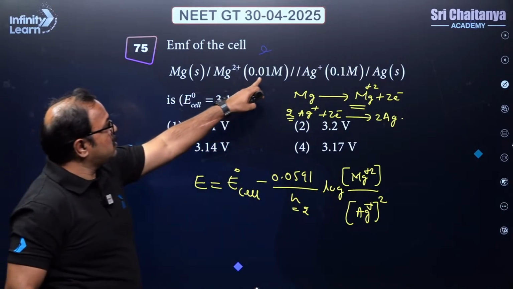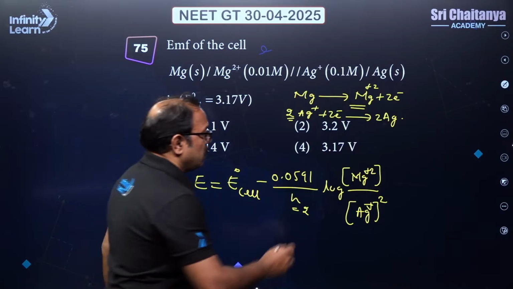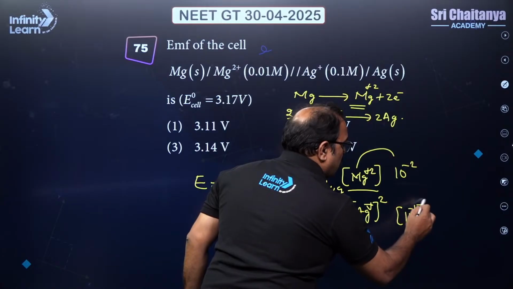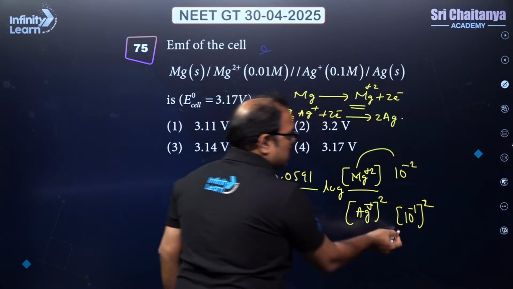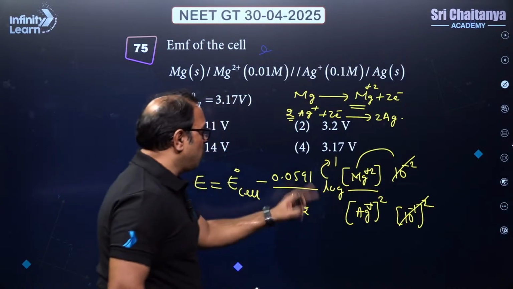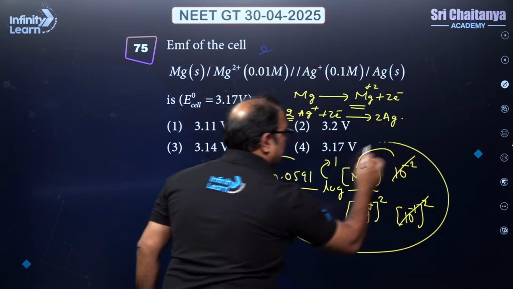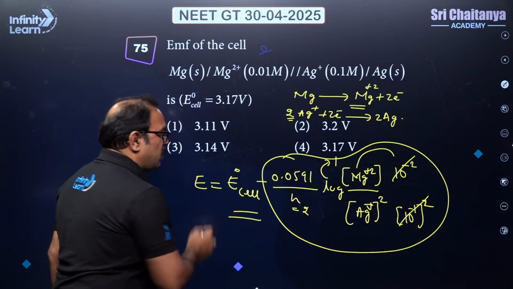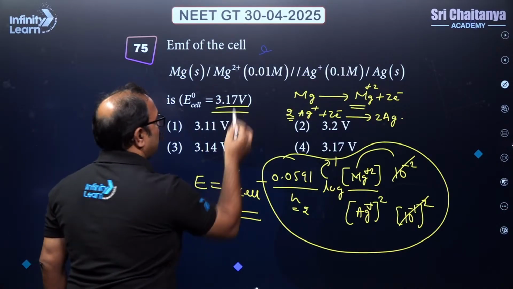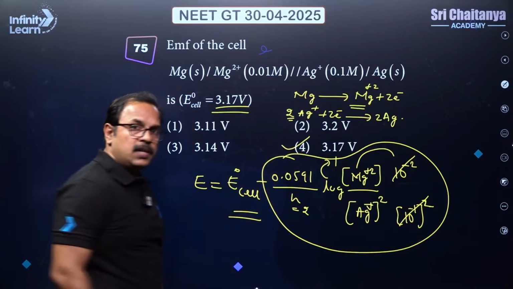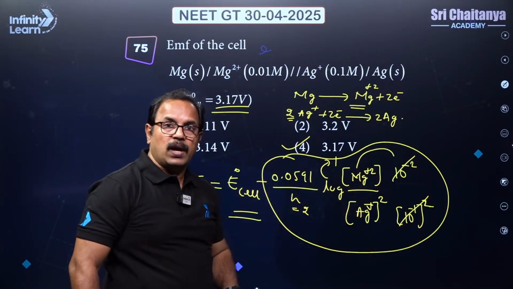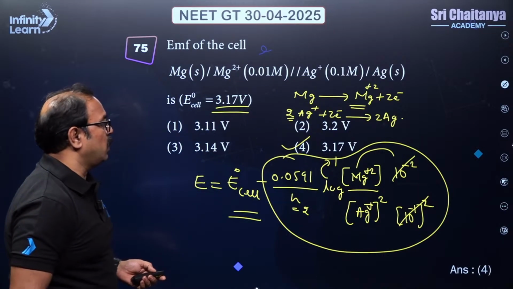Now if you check the value, this is 10 power of minus 2, this is 10 power of minus 1. This is 10 power of minus 2, this is 10 power of minus 1 to the power 2. So now this is 10 power of minus 2, that is 10 power of minus 2. This gets cancelled, it becomes log 1. Log 1 is 0, so this entire entity becomes 0. So whatever E naught cell is given, that itself becomes the electrode potential value. So 3.17 which is given as E cell, that itself is the electrode potential in this case, because the concentrations cancel in such a way that it results in log 1 value. So the correct answer is the fourth one.